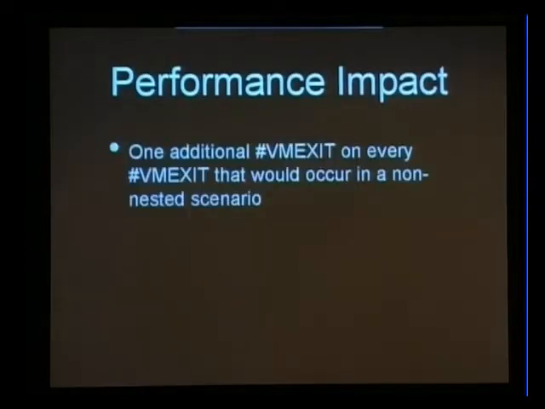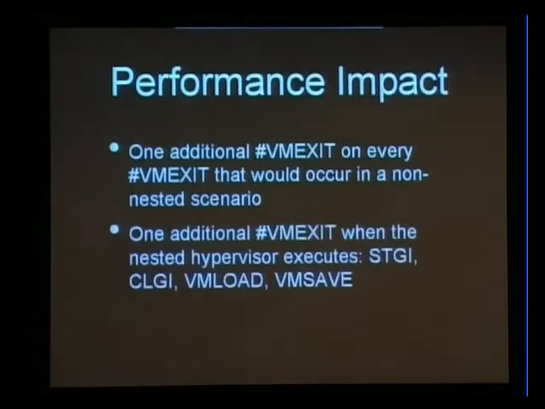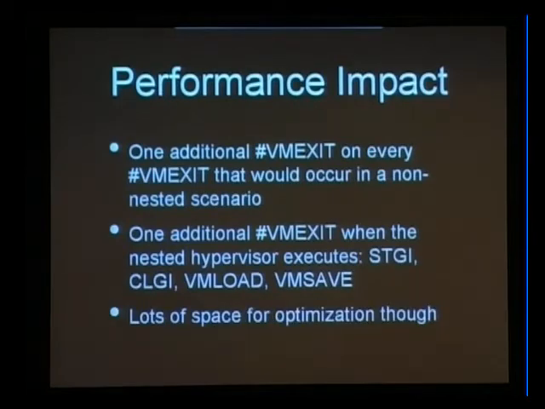A few words about performance impact. As you saw in a general picture about the nested virtualization for AMD, it introduces only one VM exit on every original VM exit that should happen in the system. Also, we have to intercept STGI, CLGI, vmload, and vmsave instructions, in addition to vmrun, for example, which is obligatory intercept. We also have to intercept everything that nested hypervisor intercepts, of course. We have lots of optimization space here.